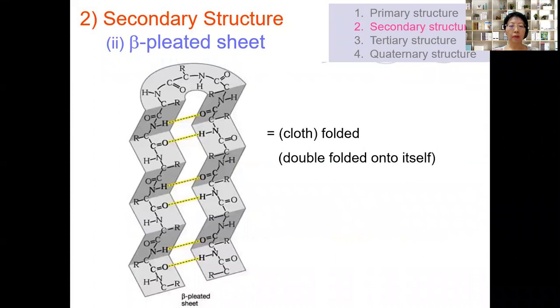Okay, so this is the beta-pleated sheet structure in 3D. Like a piece of cloth that is folded or double folded onto itself. So it folds onto itself. Okay, this is called single fold, right? Not this single fold, this is called double fold, right? So keep on folding onto itself.